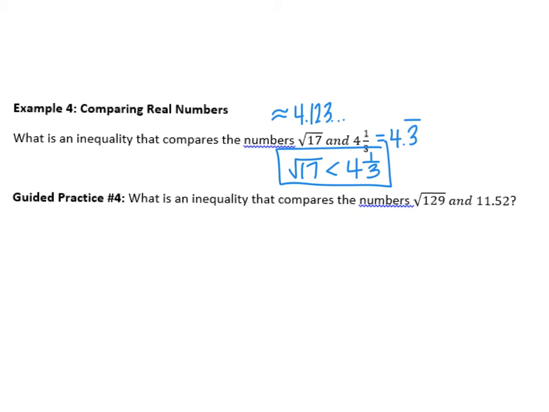Okay, so the square root of 129 is approximately 11.36. And then you've got 11.52, which is already a decimal. Well, obviously 11.52 is greater than 11.36, so that means the square root of 129 is less than 11.52.